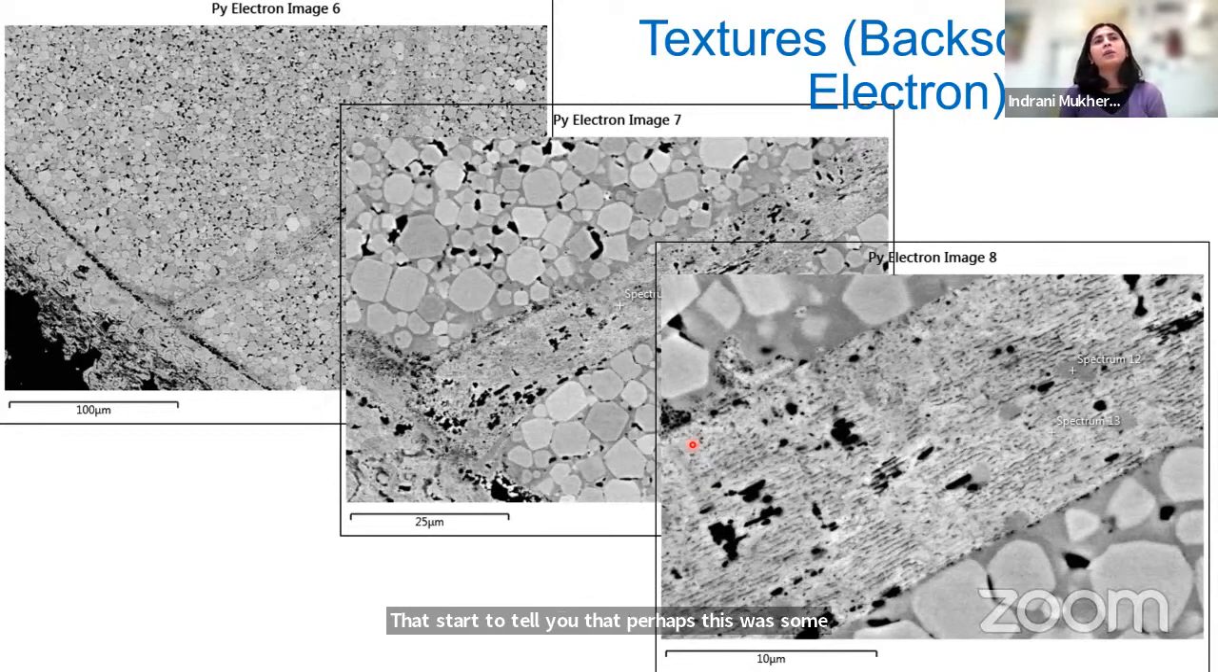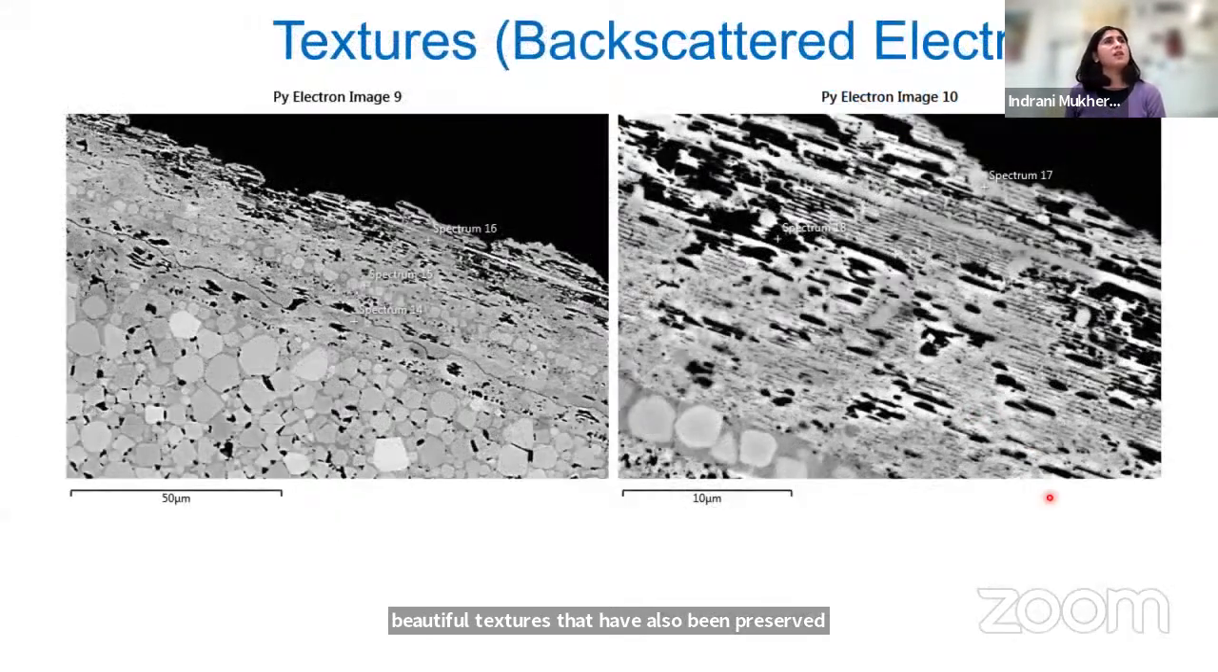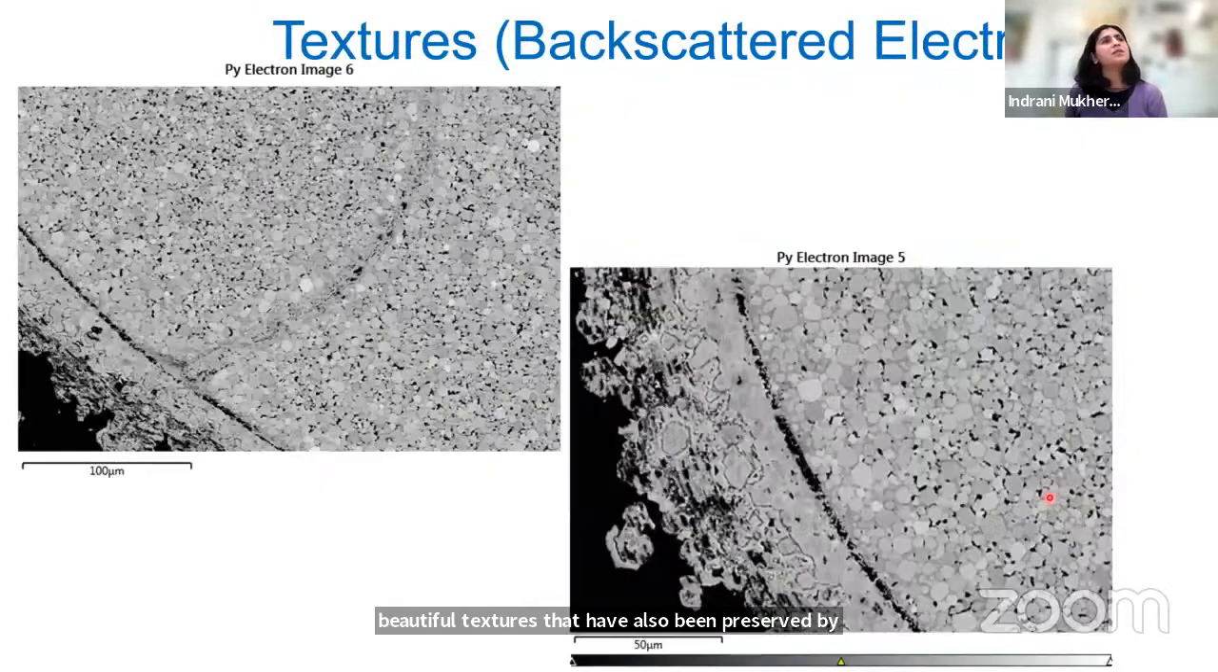And pyrite precipitation is going on in the hollow parts, which is rather coarse, infilled by further pyrite. By the way, all of this is pyrite. We've analyzed it and it's all pyrite. And then you see these beautiful textures that have also been preserved by pyrite. Some more textures that we see preserved.